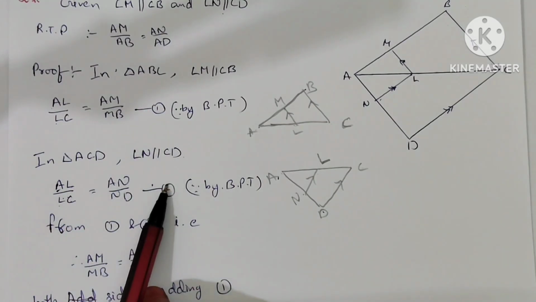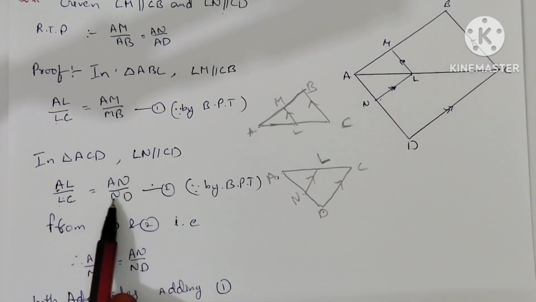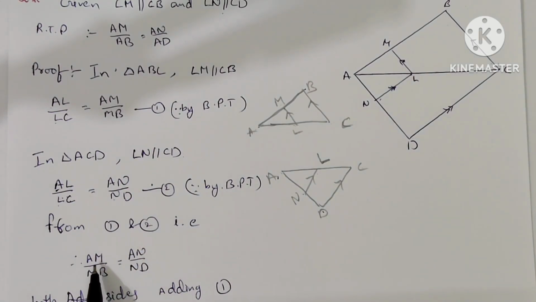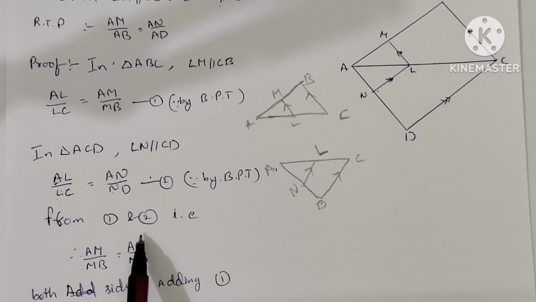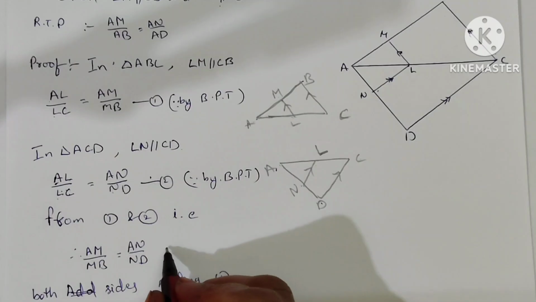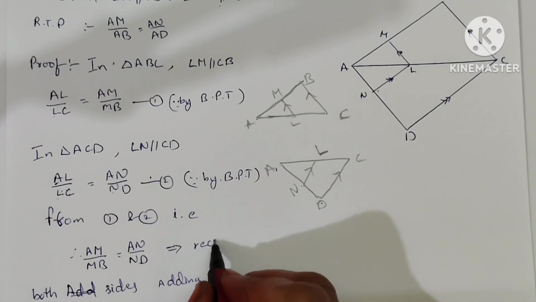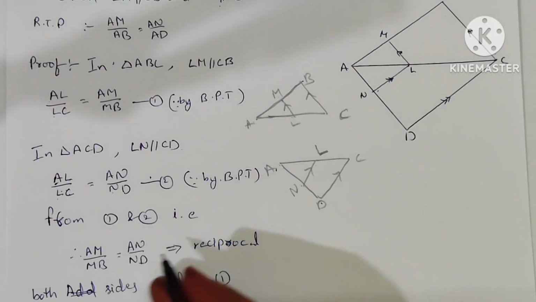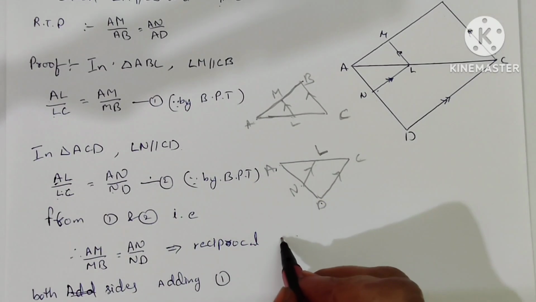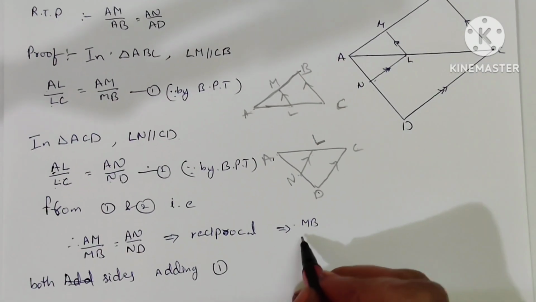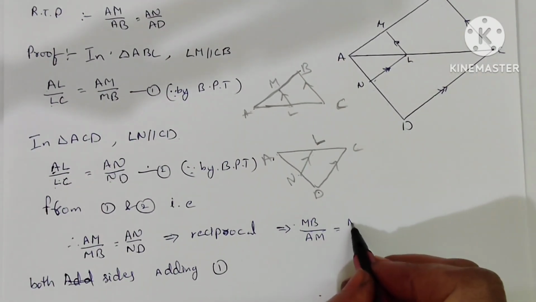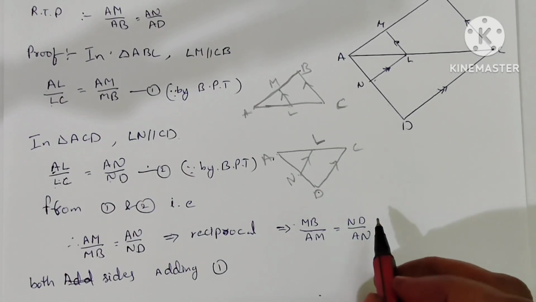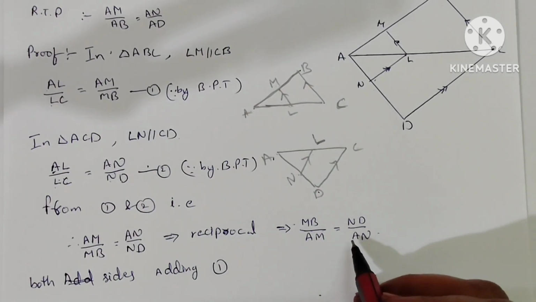From equations 1 and 2, the two left hand sides are equal, so the right hand sides are also equal. AM by MB equals AN by ND. First we write the reciprocals. Reciprocals means we write the numerator in the denominator. That gives MB by AM equals ND by AN.